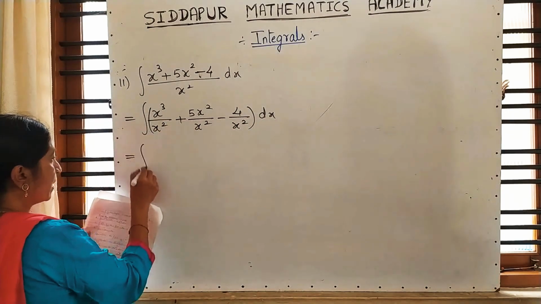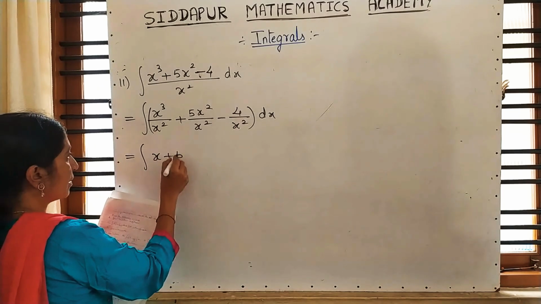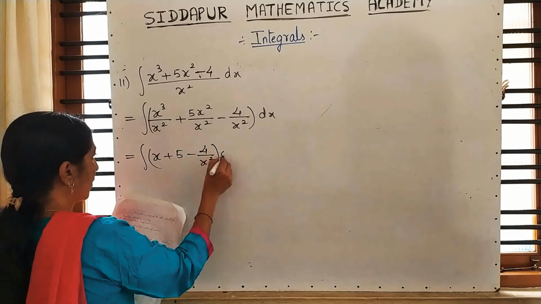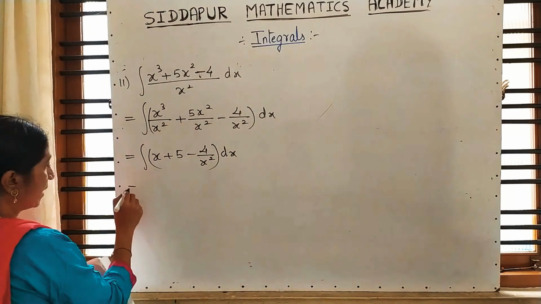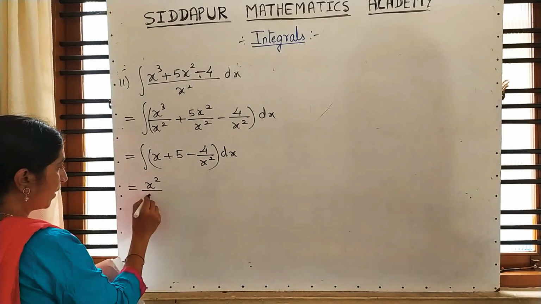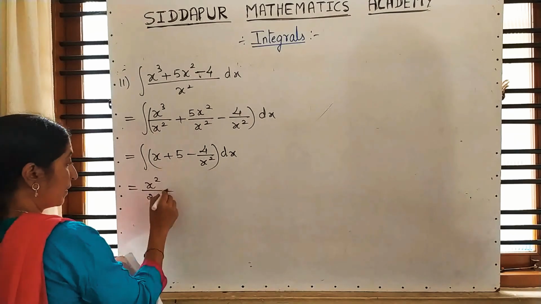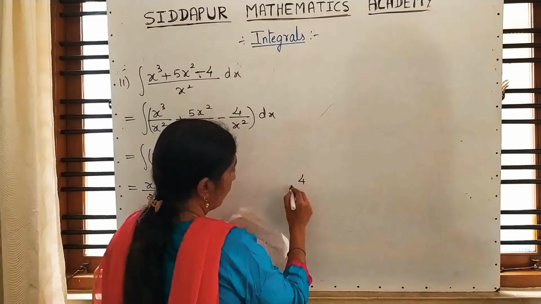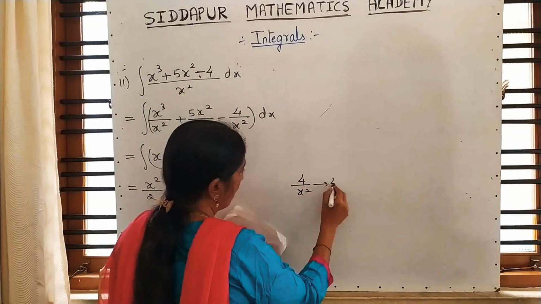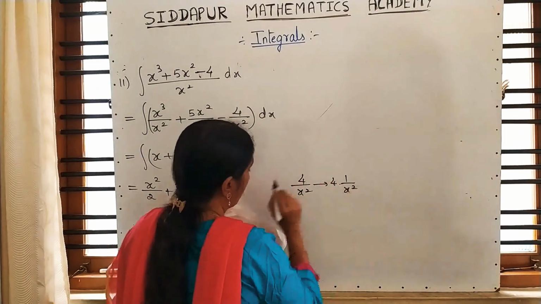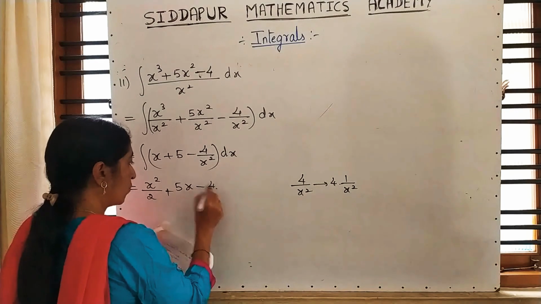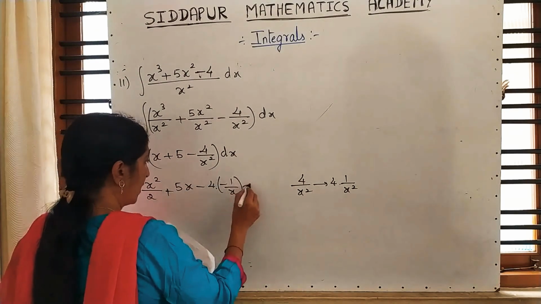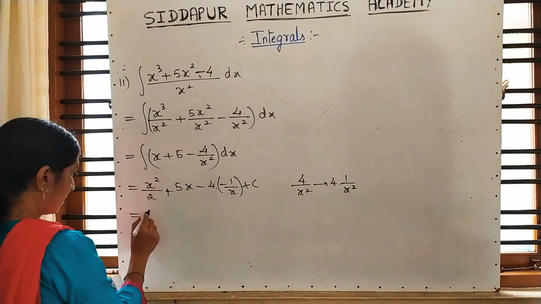Go for a cancellation. This is x, this is 5 minus 4 by x square. Integration of x is x square by 2 plus integration of 5 is 5x. And we know that 4 by x square will be written as 4 into 1 by x square. 4 as it is. What is the integration of 1 by x square? Minus 1 by x. Simplify that.